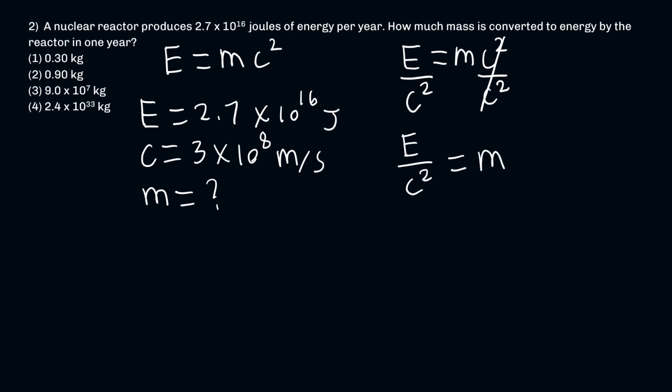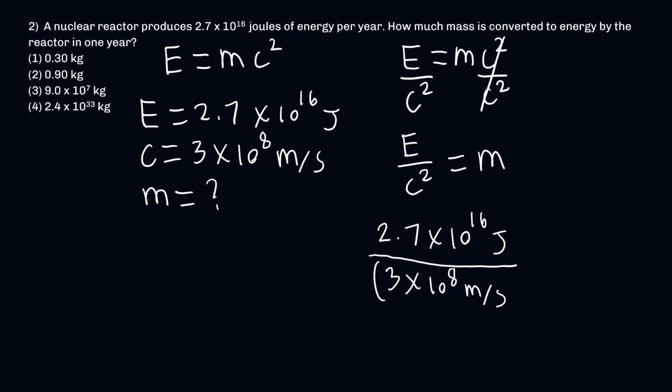So now we're just going to plug into the equation and into our calculator and end up with the answer. We have our energy on top, 2.7 times 10 to the 16th joules. On the bottom, I have 3 times 10 to the 8th meters per second. Make sure to put parentheses around that and square that value. That is equal to my mass.